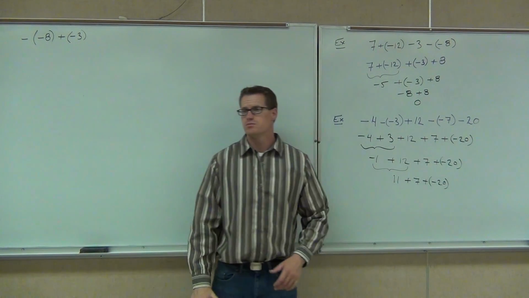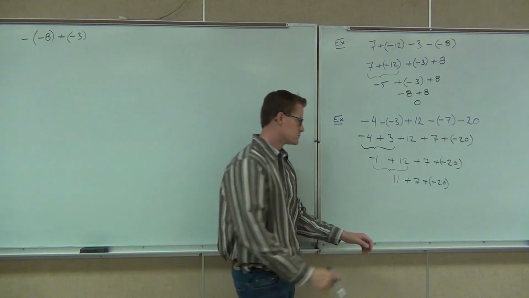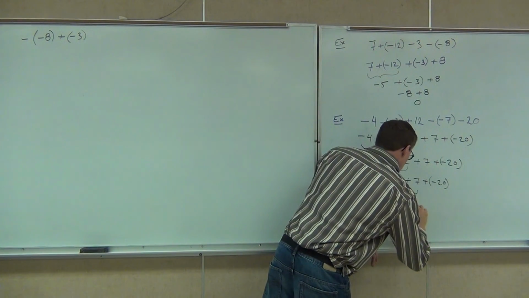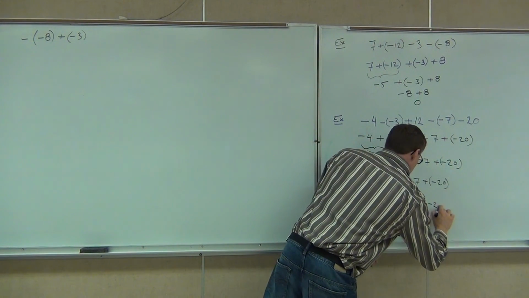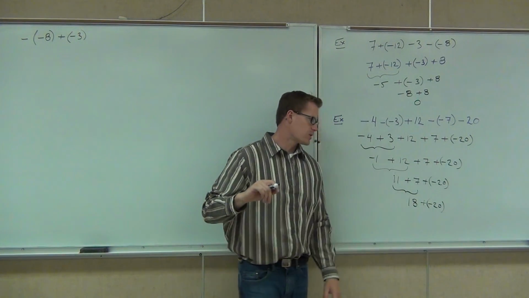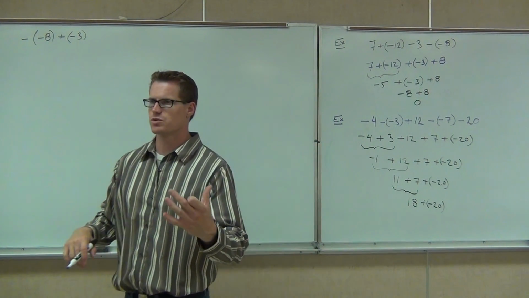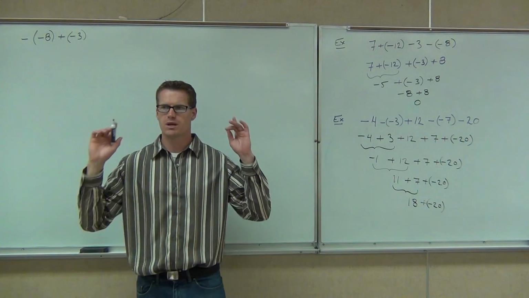Next two are kind of nice. Positive numbers. 11 plus 7, we get? And lastly, we have 18 plus negative 20. Different signs there. We'll subtract. We'll keep the sign of the bigger number, and we will get?